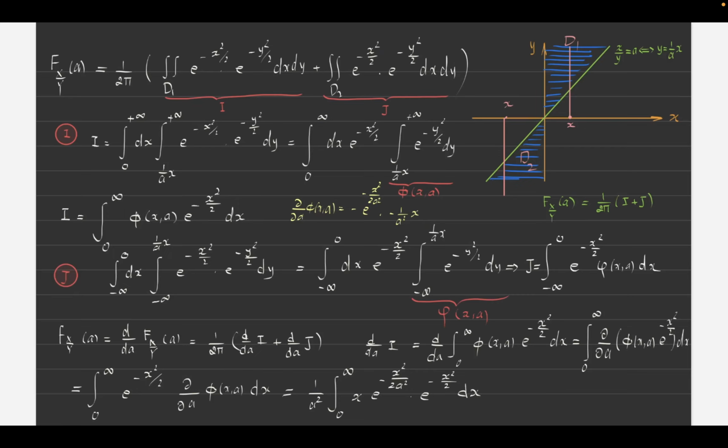Okay, and then you can combine these two, so it becomes 1 over a squared integral from 0 to infinity x e to the power of minus, I can pull a 1/2 and x squared out, so it will be 1 plus 1 over a squared, just simple algebra, dx. Okay? Okay, now let me go to the next page.